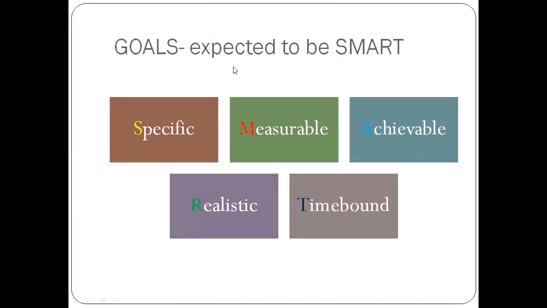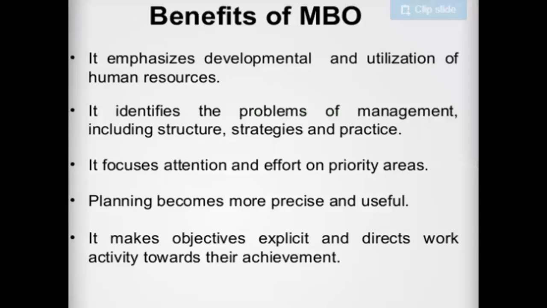Next, the goals. So here there is one mnemonic that is SMART. The goals are specific, measurable, achievable, realistic, and time bound. There is a time limit for management by objectives. Specific, measurable, achievable, realistic, and time bound.